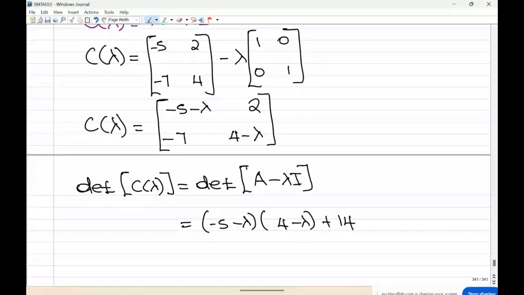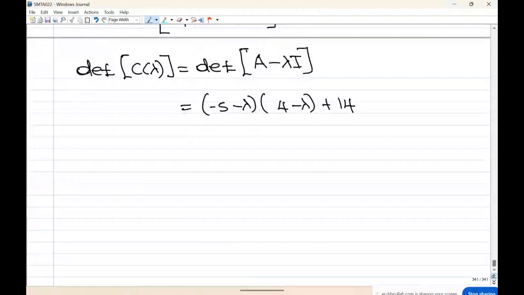Then you have minus 5 minus lambda multiplied by 4 minus lambda, and then the other one of 14 is correct. Can I get yes from you, colleagues? Now, when you multiply throughout, you'll get negative 20 plus 5 lambda plus 5 lambda minus 4 lambda. And then what is going to happen? I see positive lambda squared plus 14.